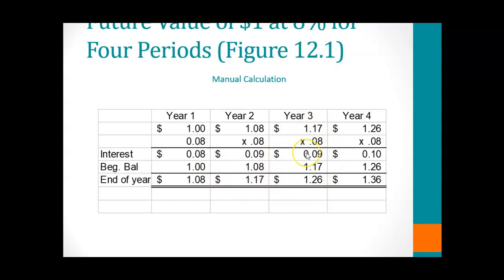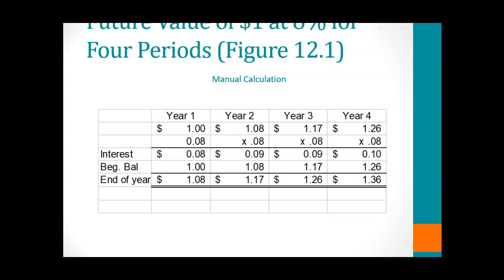We round to the nearest cent, got the 9 cent. So at the end of year three, now you have an account of $1.26. So now you take that amount times 0.8. Now you're going to earn 10% interest. At the end of year four, you have an account of roughly $1.36.